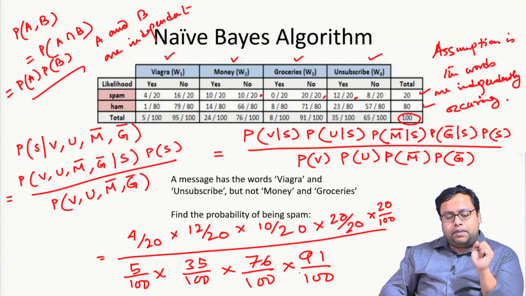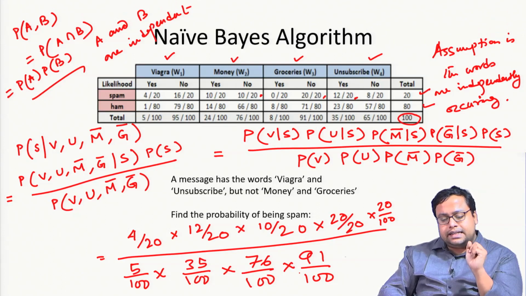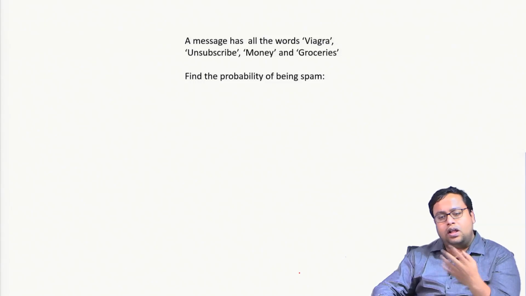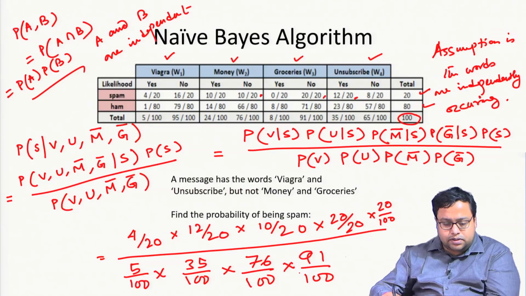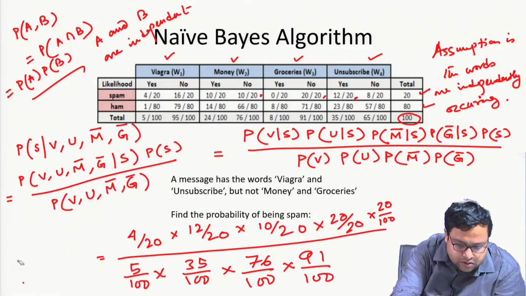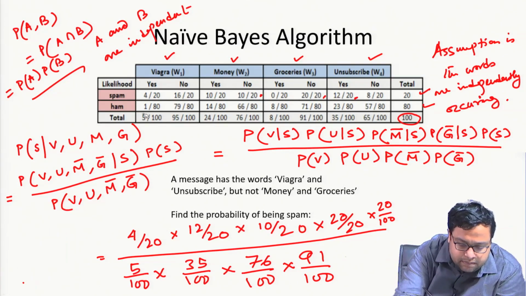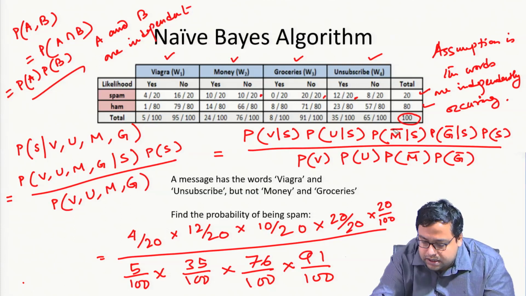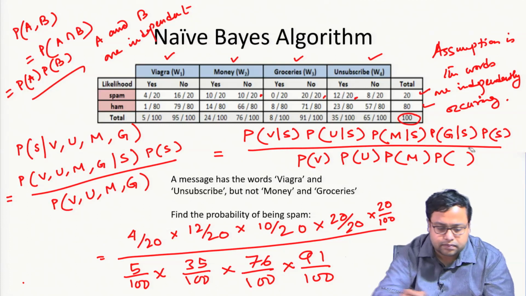Now, another small problem that I will discuss. Let us say somebody asks me this question: a message has all the words, Viagra, unsubscribe, money, groceries, all these 4 words are there. What is the probability of it being spam? If all words are there, what will change in this whole story? In this whole story, the dash signs will go away. So, here also the dash signs will go away. Fair enough.